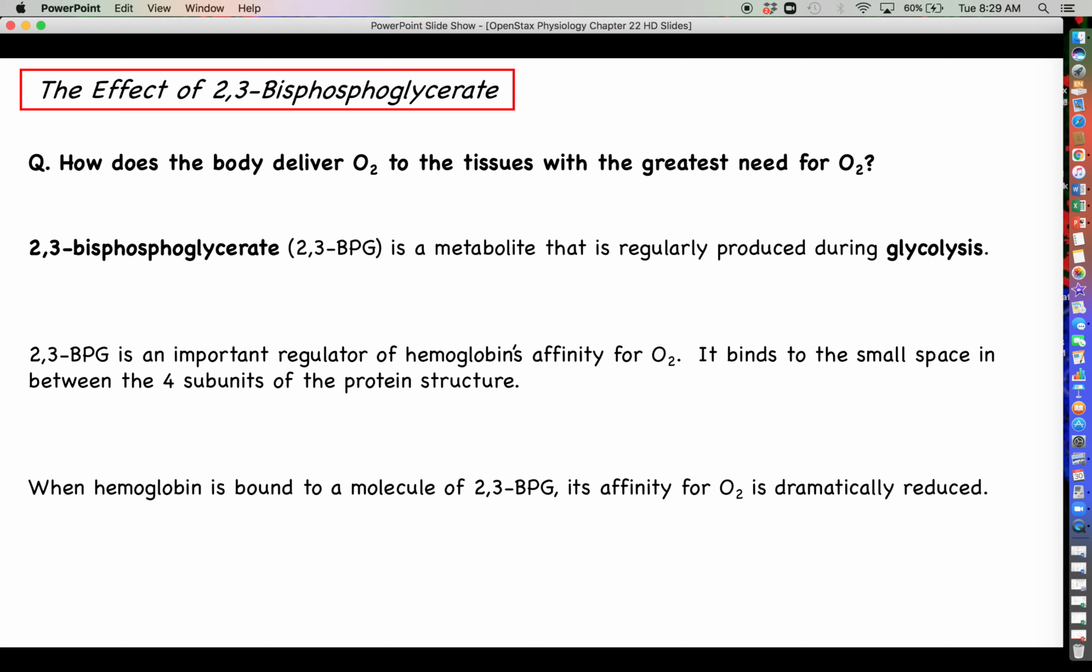of cells that are actively producing ATP, actively using oxygen and have a tremendous need for the oxygen that hemoglobin is carrying. So basically, this 2,3-BPG molecule is acting as a signal that is coming from these cells to tell that hemoglobin, hey, all that oxygen you're carrying, we really need that.